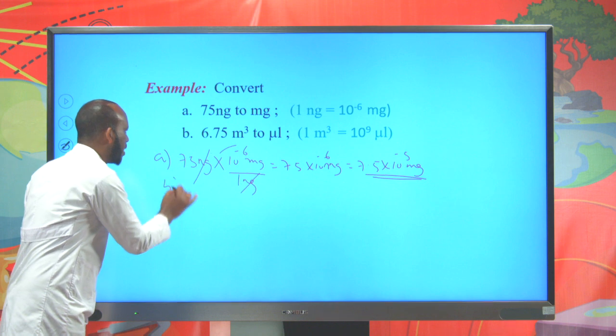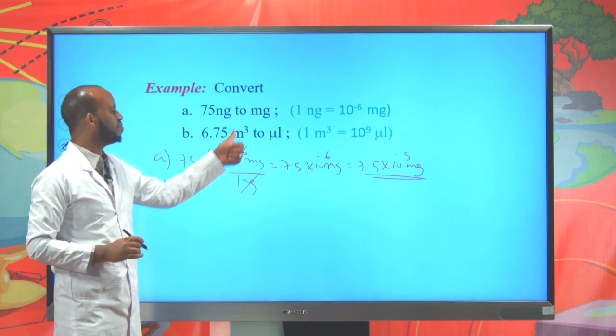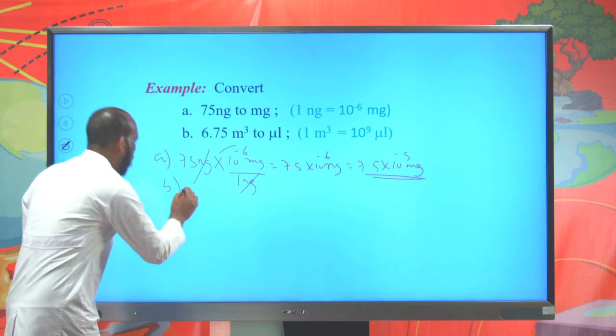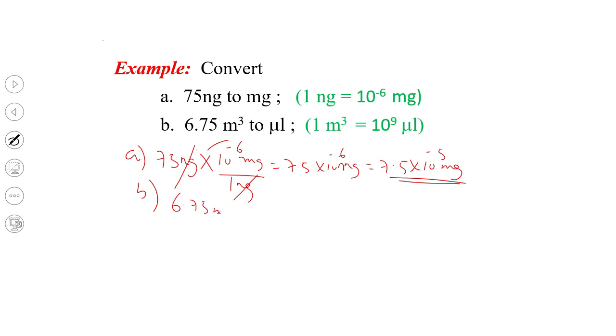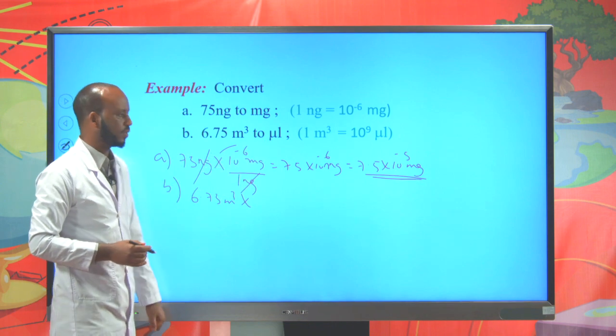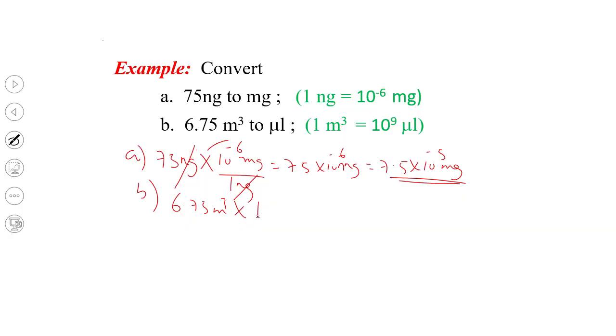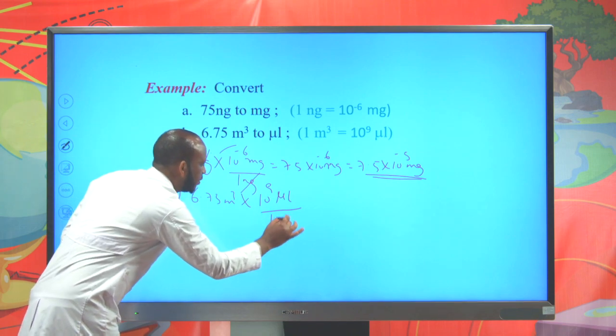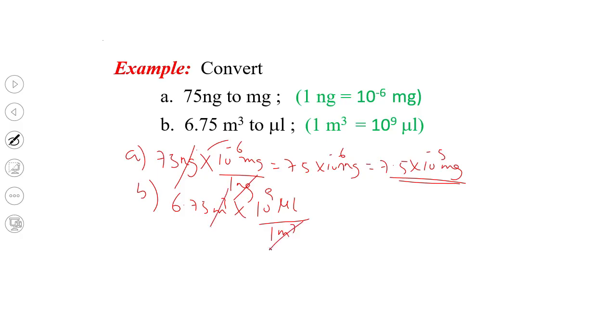B. Convert 6.75 meter cube to microliter. 6.75 meter cube times the unit of desired quantity, which is microliter, 10^9 microliter, divided by the unit of original quantity, which is 1 meter cube. Meter cube will be cancelled by meter cube. Now this is the same as 6.75 times 10 raised to 9 microliter.